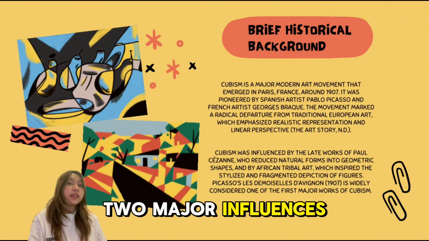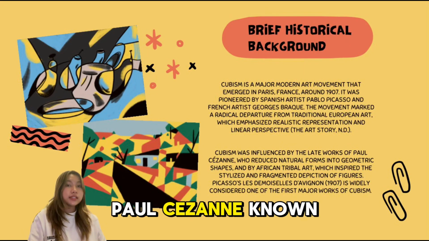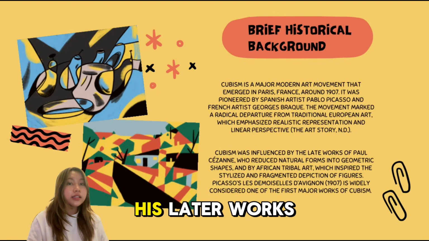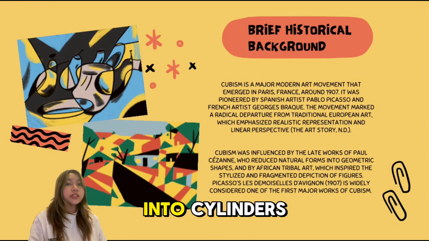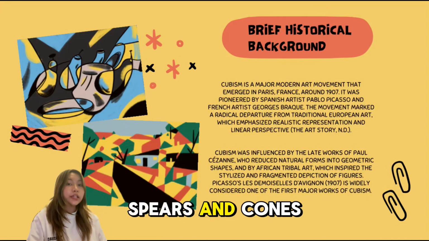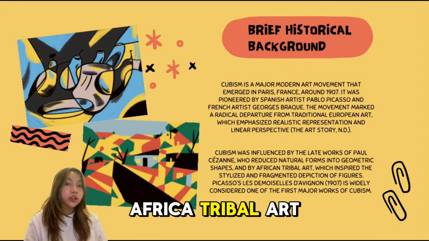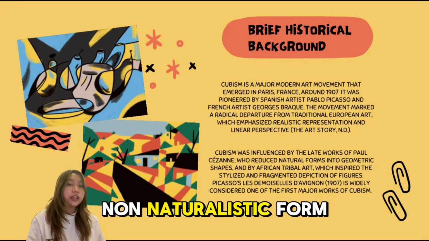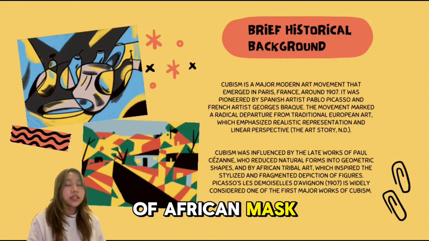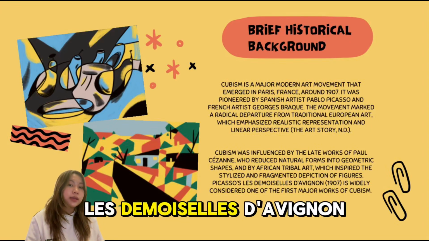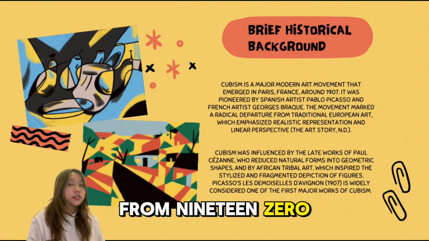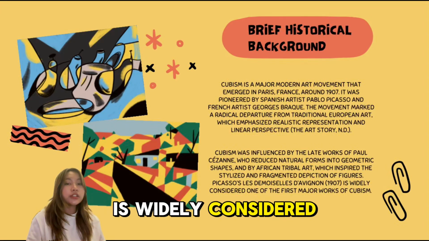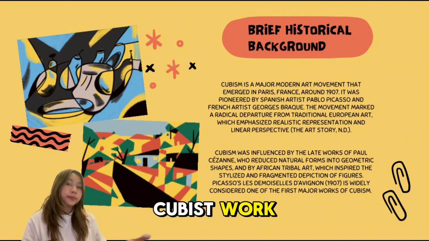Two major influences shaped this style. Paul Cézanne, known as the father of us all, whose later works reduced natural forms into cylinders, spheres, and cones. African tribal art: Picasso was particularly captivated by the non-naturalistic form of African masks. In fact, Picasso's Les Demoiselles d'Avignon from 1907 is widely considered the first major Cubist work.